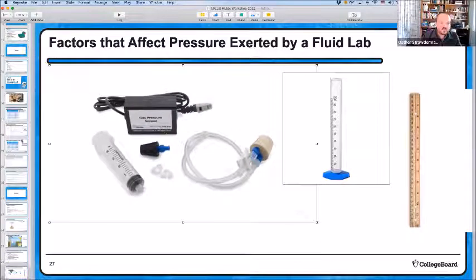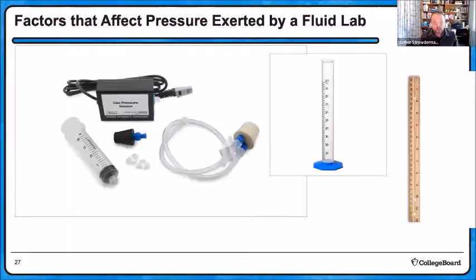So what you see here is what equipment comes with a gas pressure sensor. Specifically, the equipment you're going to want to use is the tube. You attach this tube to this part of the gas pressure sensor, and you get this long tube coming off the gas pressure sensor. The gas pressure sensor should be measuring atmospheric pressure. You fill your graduated cylinder up with water.